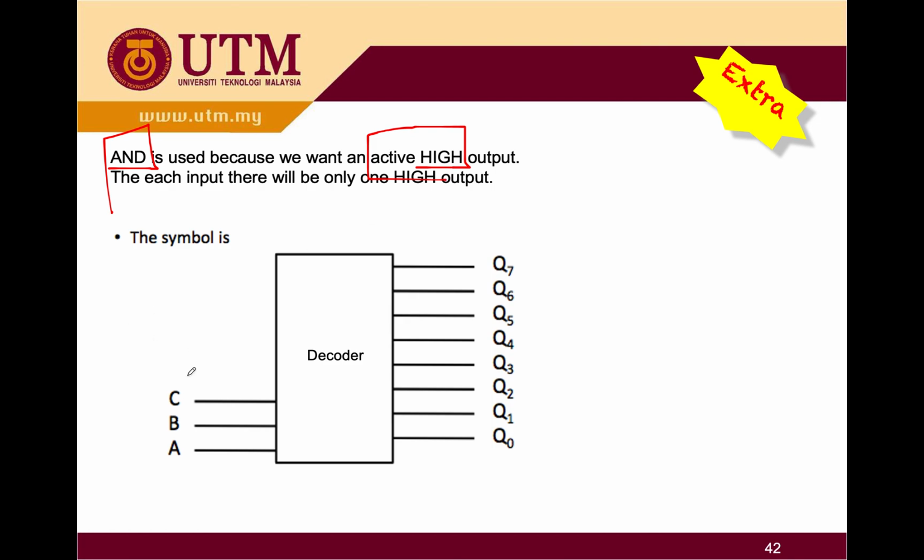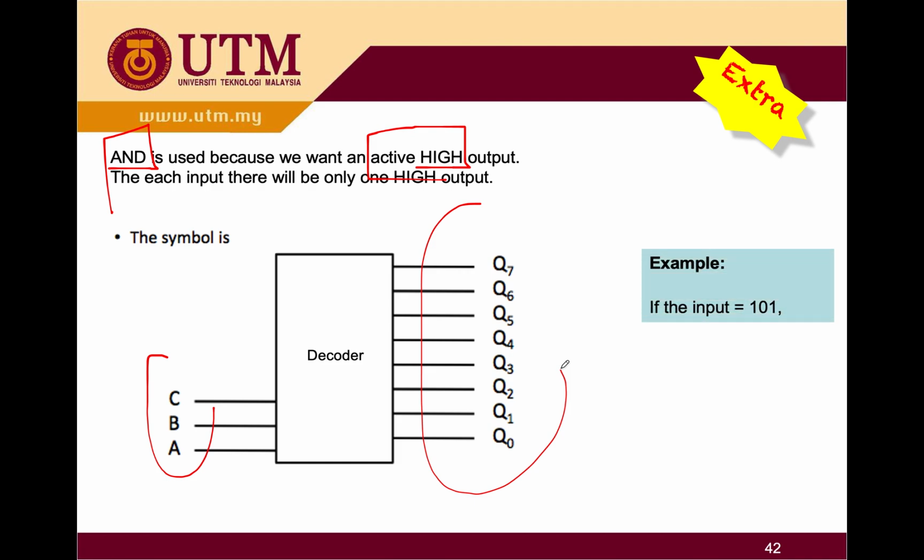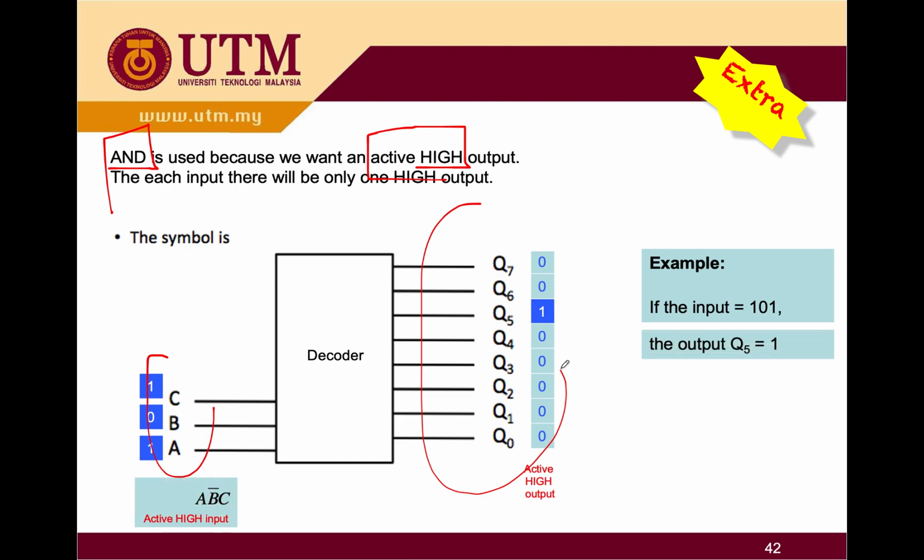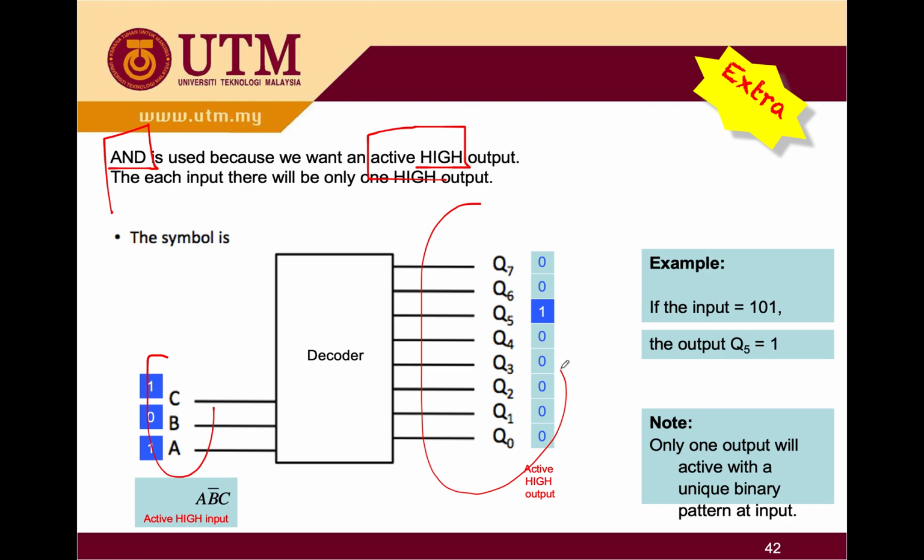You have 3 input variables, and you have these outputs. For example, if the input is 101, you're going to get the output Q5 equal to 1 only. So notice that only one output will be active with a unique binary pattern at the input.